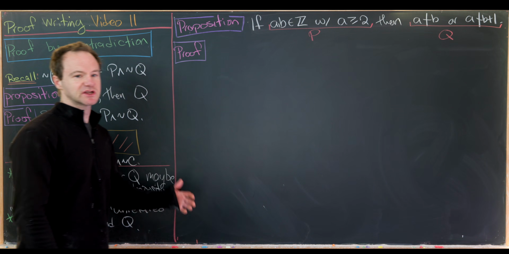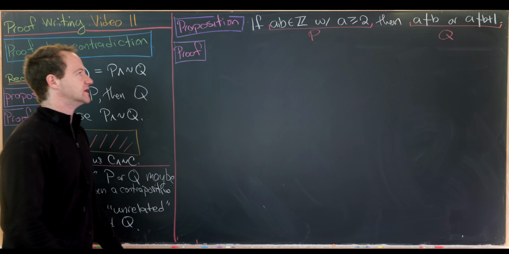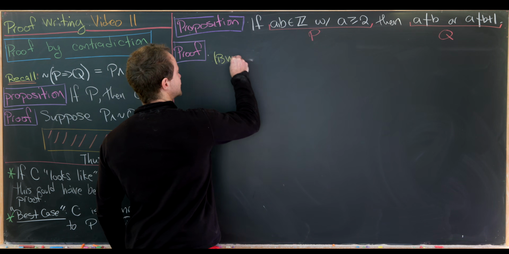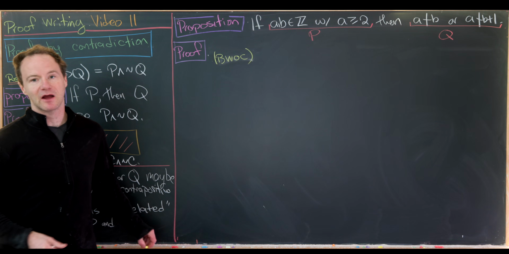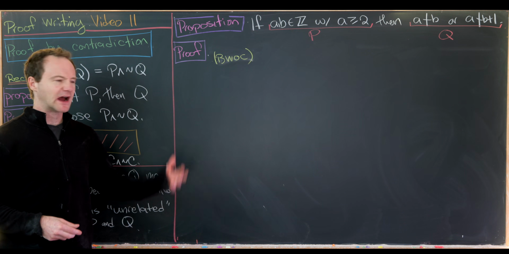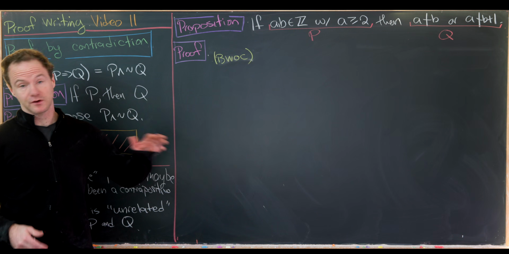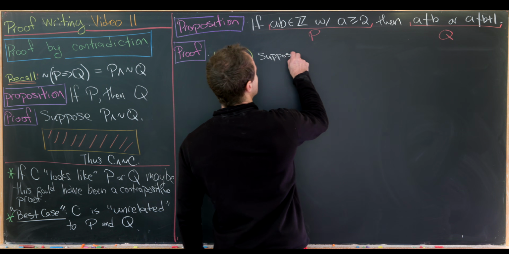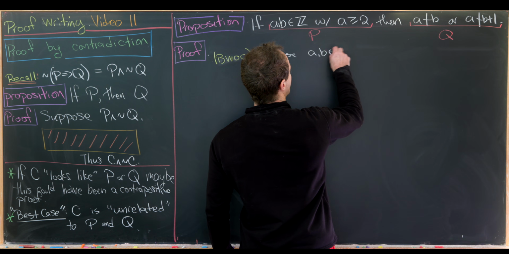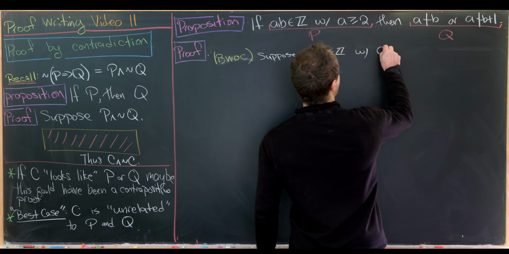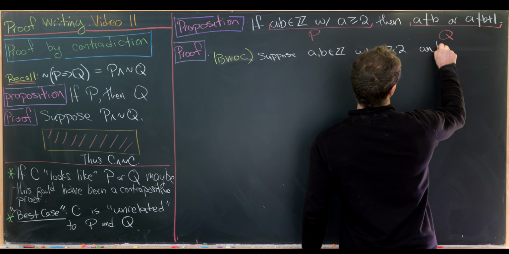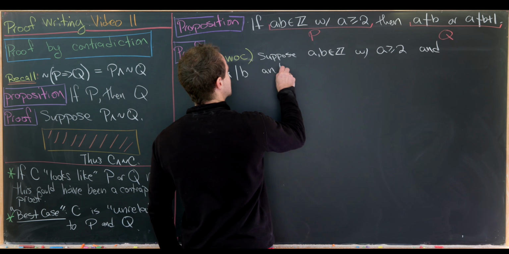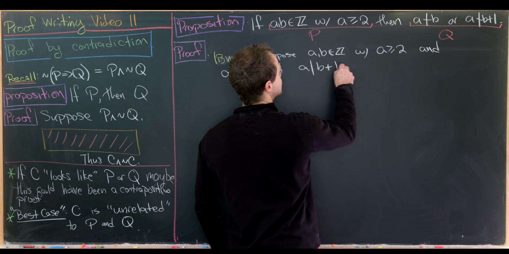So we want to initially assume P is true and Q is false. Let's do that. First, let's notice that we're working towards a contradiction, so I'll put BWOC, by way of contradiction. Now in your final write-up of a problem like this, you'd want to write those words out. Okay, so by way of contradiction, let's suppose that A and B are integers where A is bigger than or equal to 2 and A divides B and A divides B plus 1.